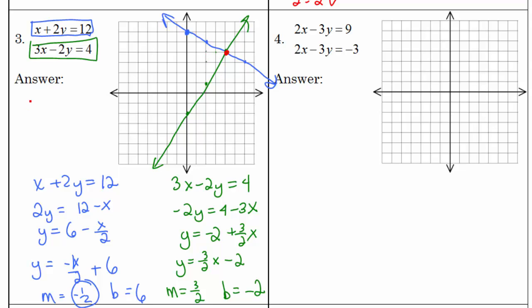So what is that point? Remember, that's my answer. 1, 2, 3, 4, and up 1, 2, 3, 4. And how can we check it? We can put in 4 for x and 4 for y, see if that makes a true statement, and we'd have to check it into the other line as well.